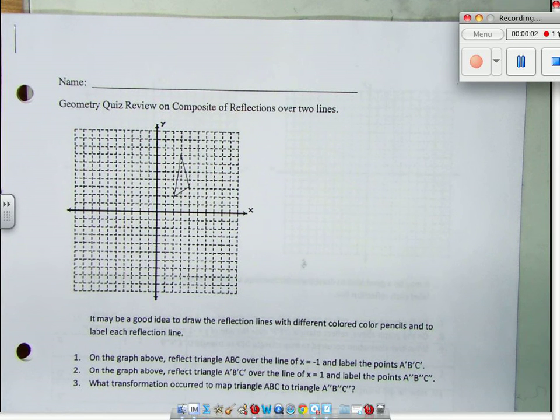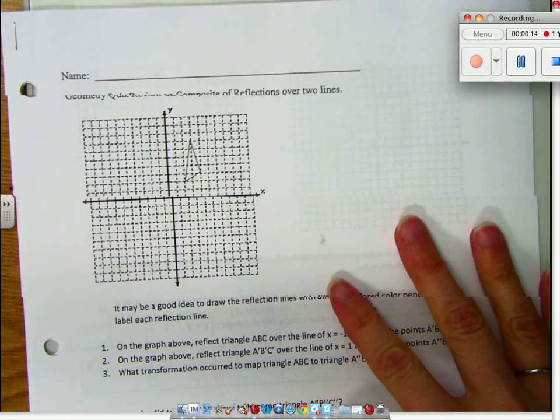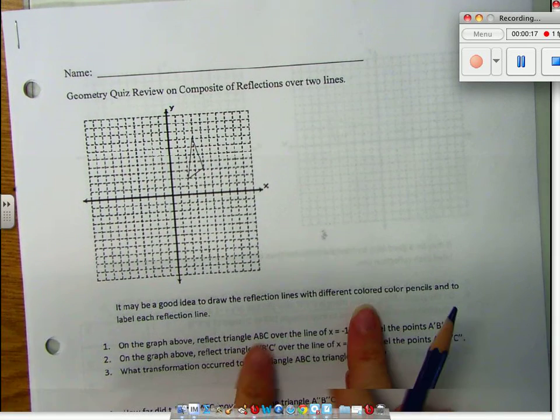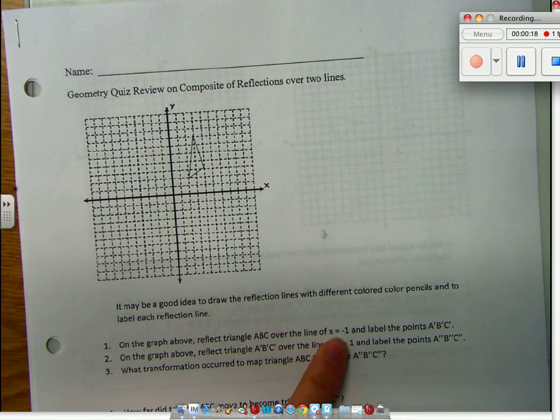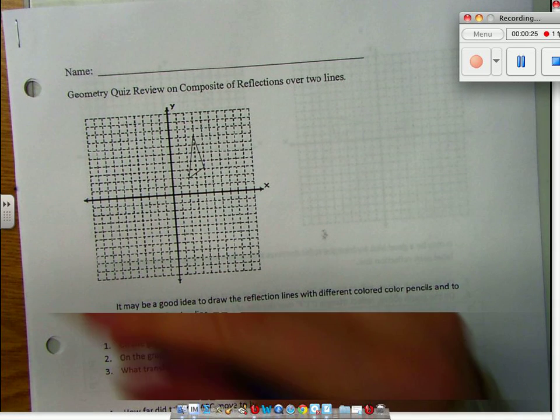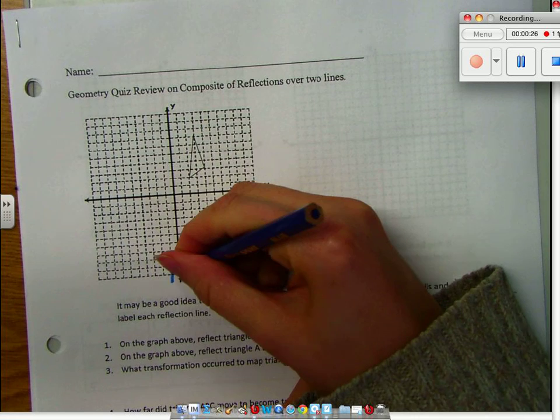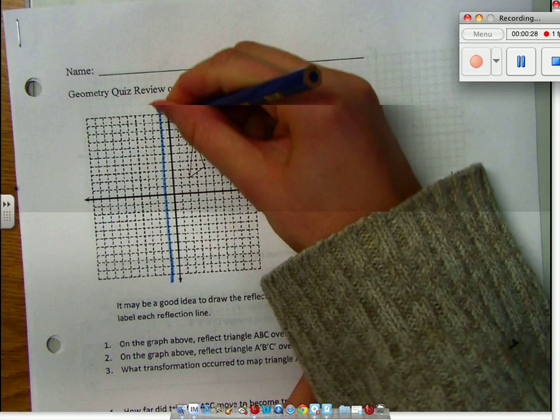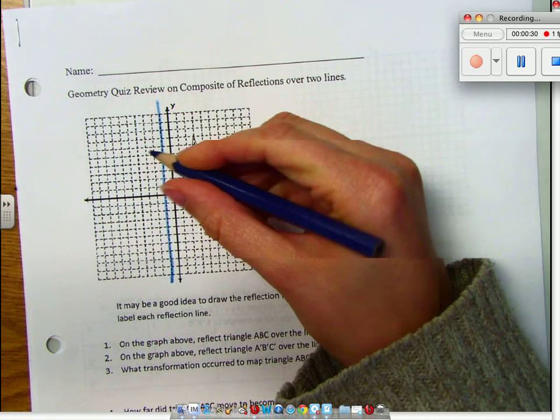I am recording now. So we are looking at the review for our quiz tomorrow on composite of reflections. The first thing we're going to do is the composite of parallel lines. So we're going to go x equals -1. I had a lot of people, when I walked around and looked at their reviews, mess this part up. X equals -1 goes right here. It crosses the x-axis, okay?